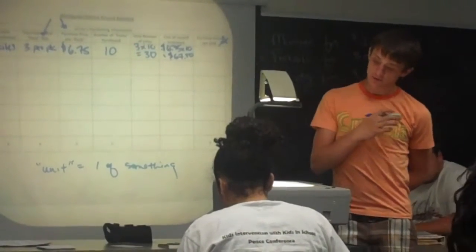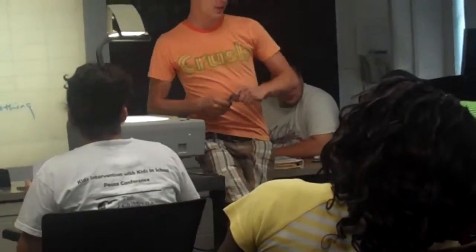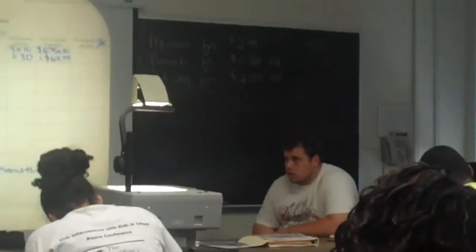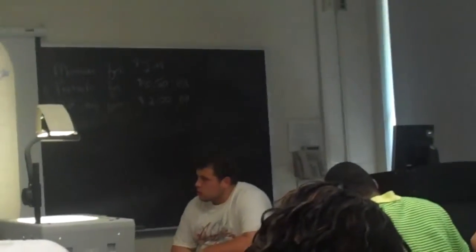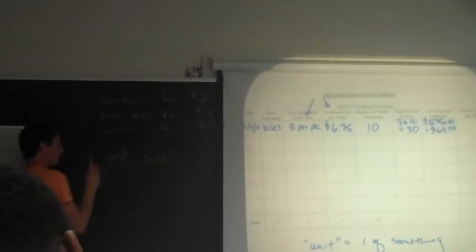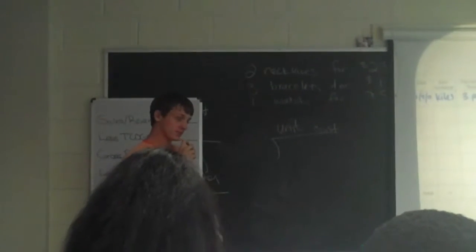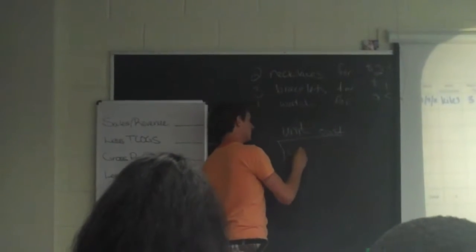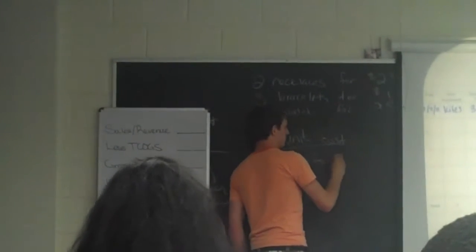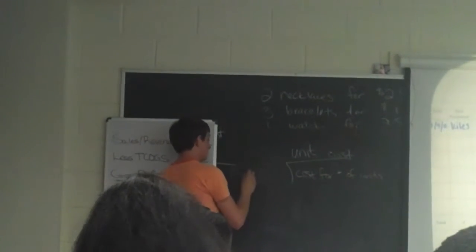So, how are we going to figure that out? 3 divided by 675? 675. Right. Unit cost. What's the formula again? The cost for number of units divided by number of units.